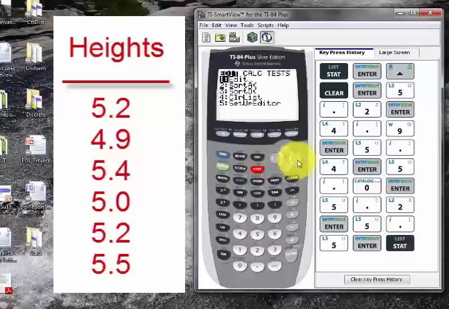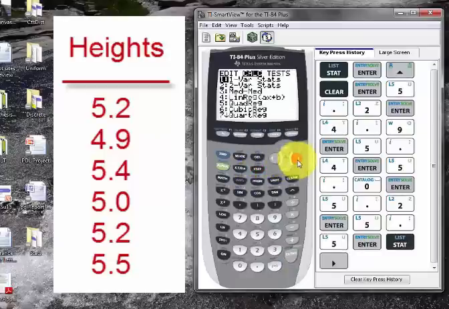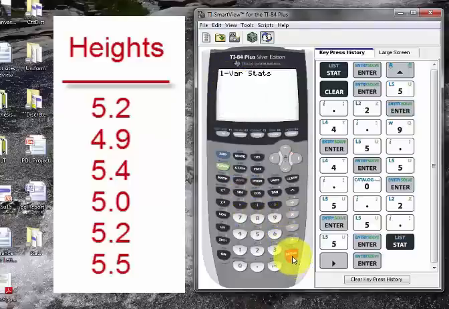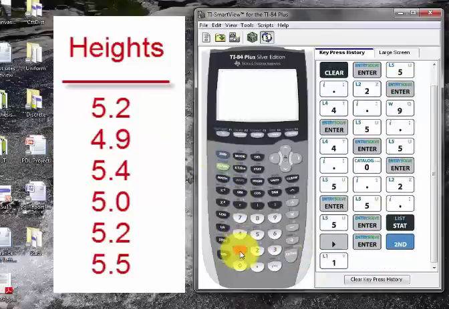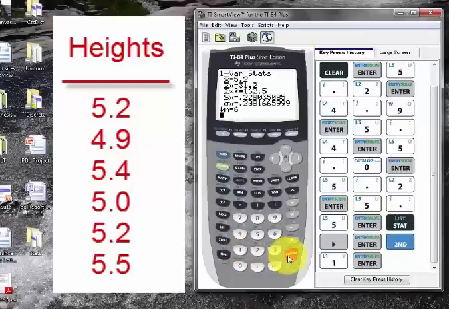I hit the right arrow to go to Calc, which is Calculate. And I only have one variable, and I want statistics. So I hit Enter on one var stats, or I could hit the number 1. Then I go and hit second 1, which will type in L1. And then I hit Enter, and I have my statistics. So notice it tells us that X bar is 5.2.